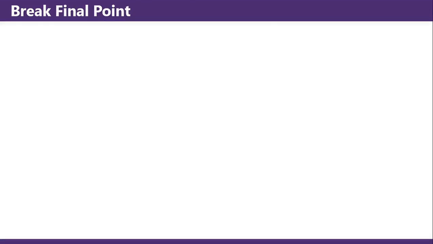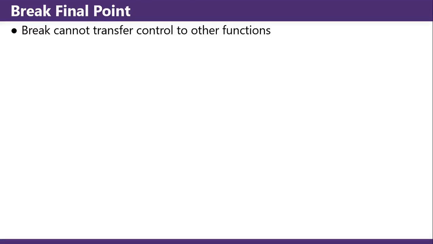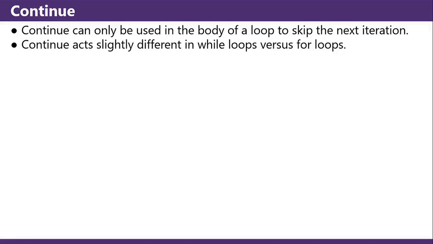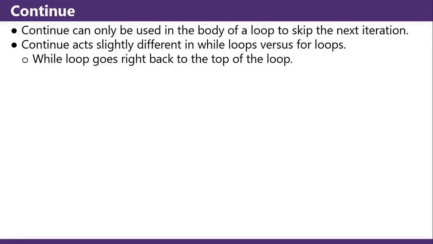Break, final point. Break cannot transfer control to other functions. Continue. Continue can only be used in the body of a loop to skip to the next iteration. Continue acts slightly differently in while loops versus for loops. While loops go right back to the top of the loop. For loops evaluate their increment expression.